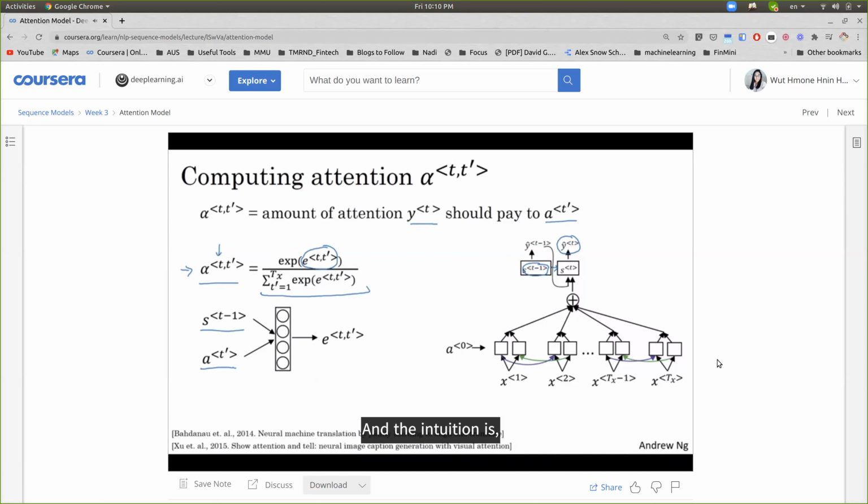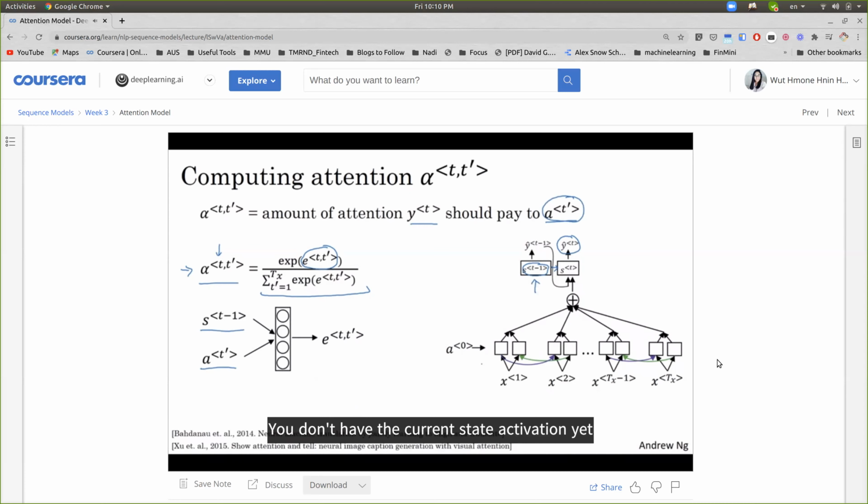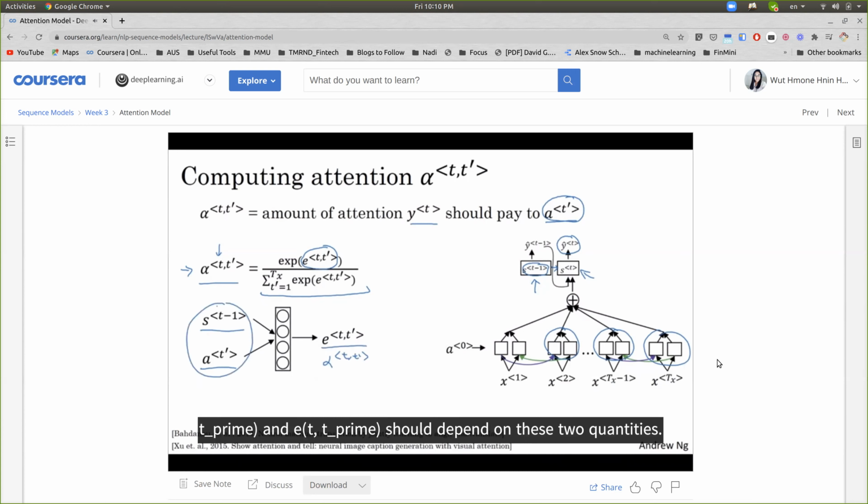And the intuition is, if you want to decide how much attention to pay to the activation of t prime, well, the thing it seems like it should depend the most on is, what is your own hidden state activation from the previous time step? You don't have the current state activation yet because the context feeds into this, so you haven't computed that. But look at whatever your hidden state is of this RNN generating the output translation. And then for each of the positions, each of the words, look at their features. So it seems pretty natural that alpha tt prime and e tt prime should depend on these two quantities.